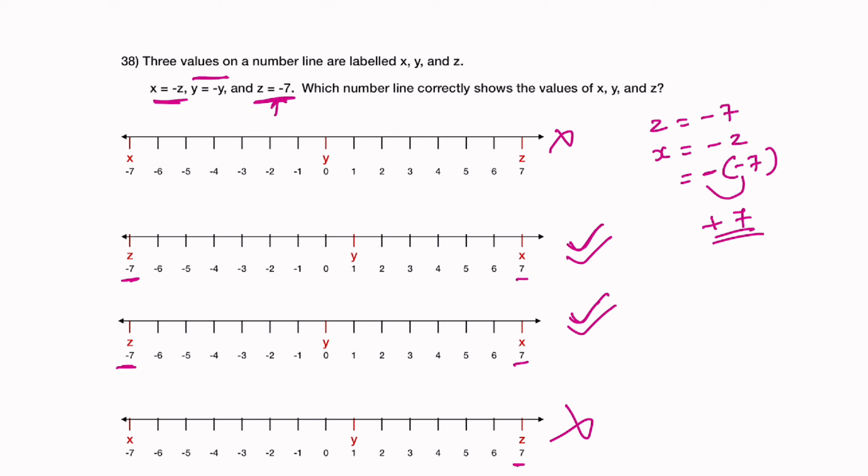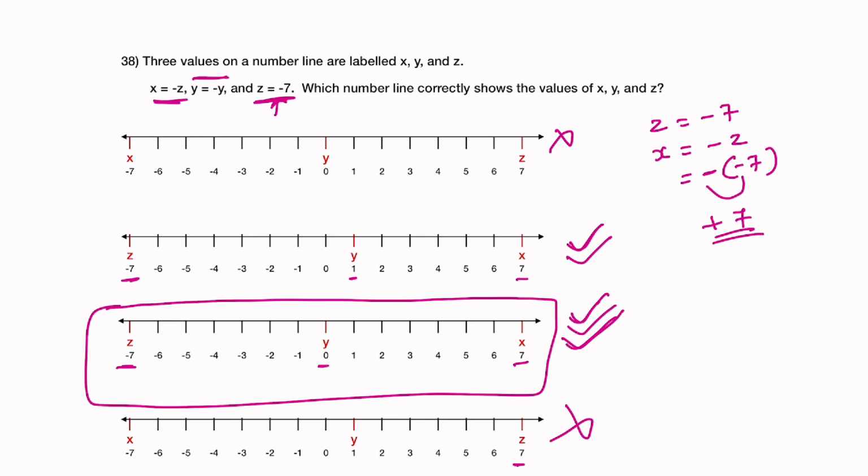And the last one, y equals minus y. What's the value of y here? y is 0. y equals minus y. If I say y is 1, can it be minus 1 also? Doesn't sound good. y is 0. Opposite of 0 or minus 0 or 0, it's the same thing, right? It's nothing like minus 0, right? So which one? This one gets one more tick. So the answer is this number line satisfies all the conditions correctly.